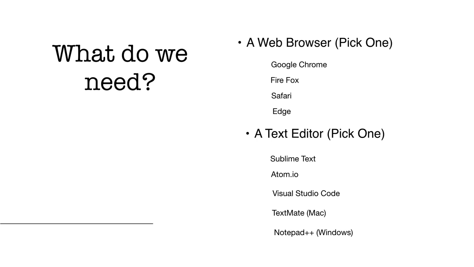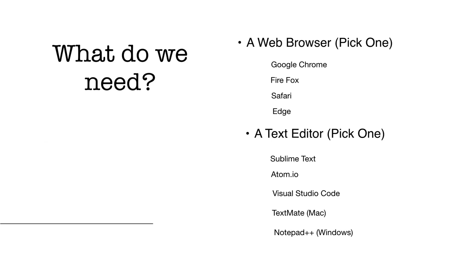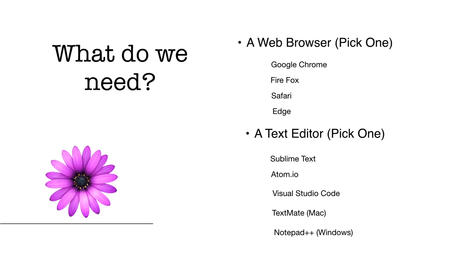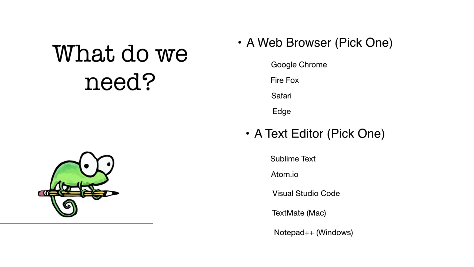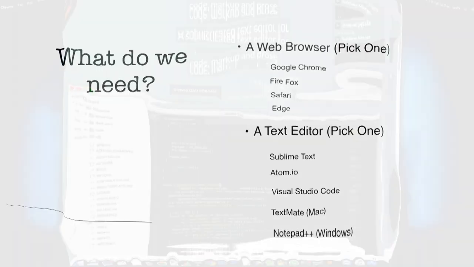The second thing we need is a text editor. I personally use Sublime Text. There are many other applications like Atom, Visual Studio Code, TextMate for Mac, Notepad++ for Windows. I'll be also showing you how to install Sublime Text in Mac or Windows.